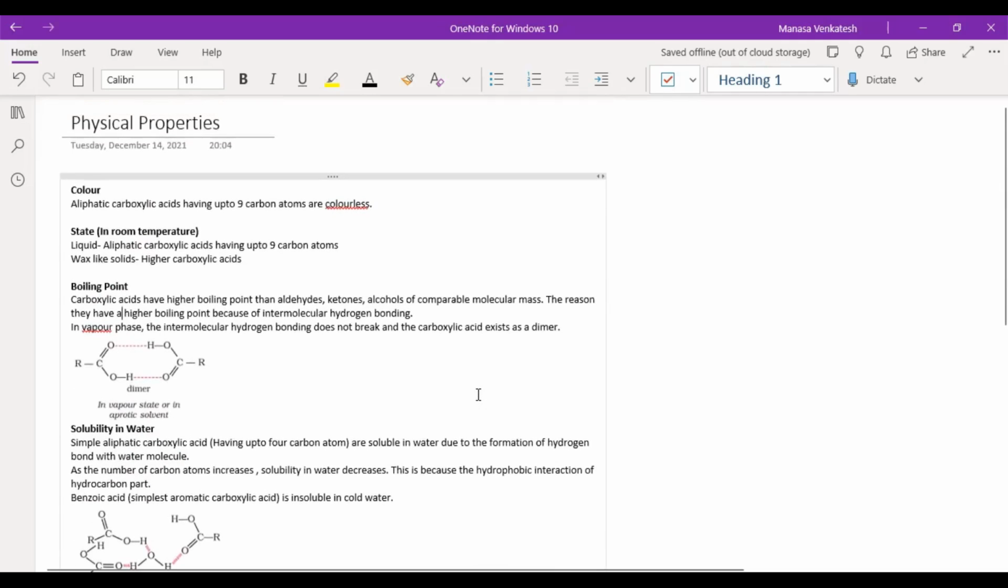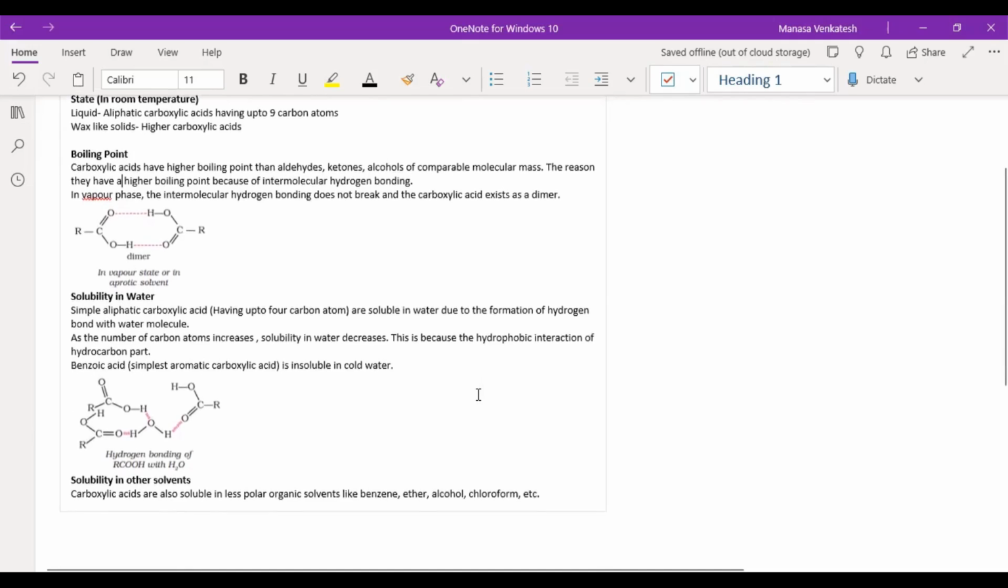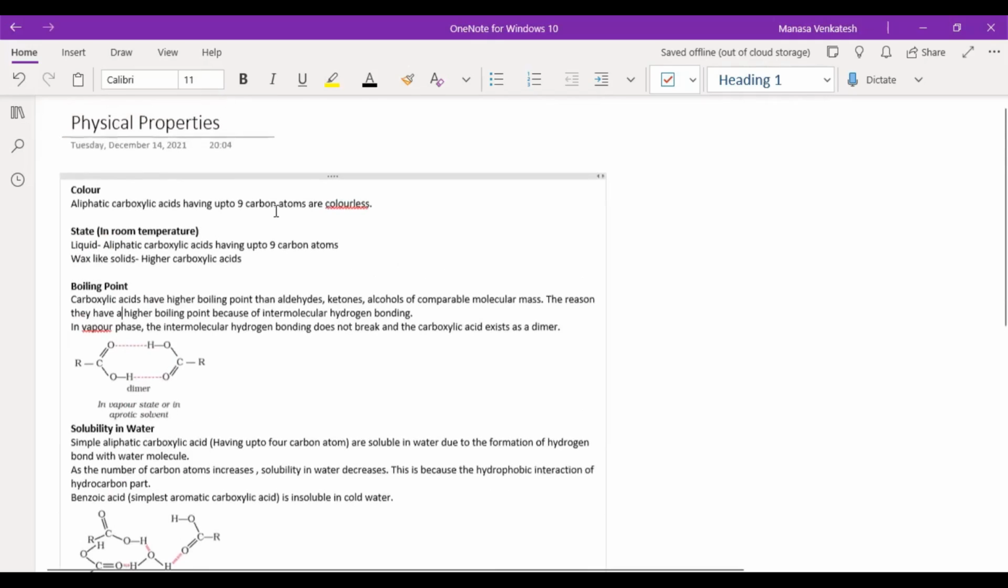So we learned about state, color, and boiling point, which is higher compared to all the other functional groups of comparable molecular mass, like aldehydes, ketones, and alcohols, whichever you learned till now. This is because of the presence of intermolecular hydrogen bonds, and they're so strong that even in the gaseous or vapor phase, carboxylic acid exists as a dimer. Now they're soluble in water because of, again, the formation of hydrogen bonds. And this is again simply applicable to simple carboxylic acids. As the number of carbon atoms increases, the solubility will decrease. With that, we're done with the physical properties of carboxylic acids.